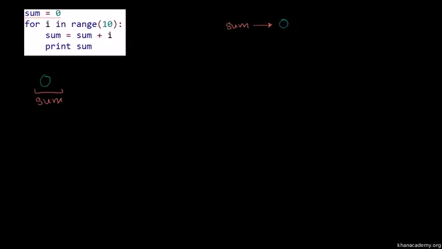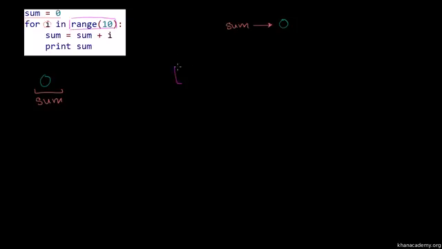Now we enter into the for loop. And what the for loop says is, let's iteratively assign I to each of the elements in the list generated by range of 10. So just to be clear, if we call this right over here range of 10, this will generate a list that looks like this.